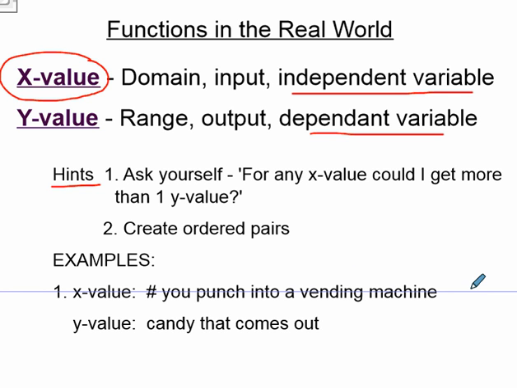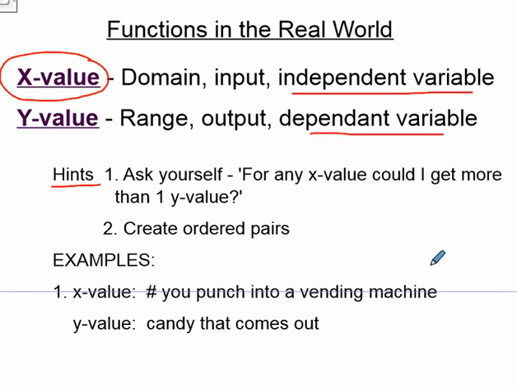Number 1 says, my X value would be the number that you punch into a vending machine, and my Y value would be the candy that comes out. So if you think about a vending machine, it really works exactly like a function should work. Because when I punch that number into the vending machine, the same candy is going to come out every time that I hit the same number.